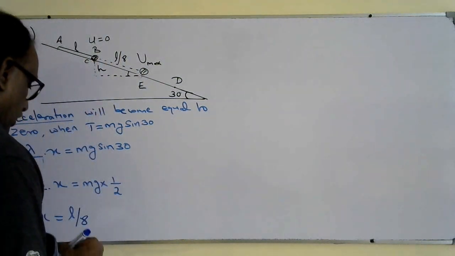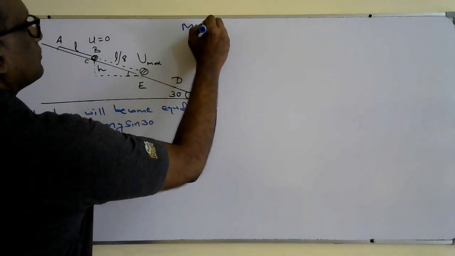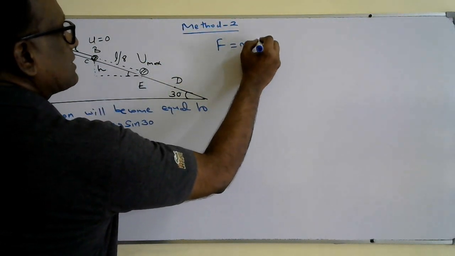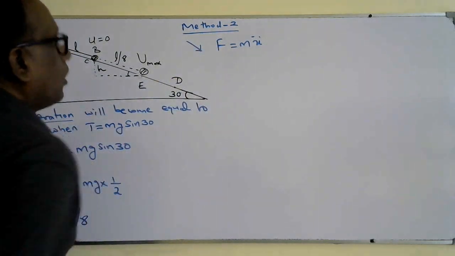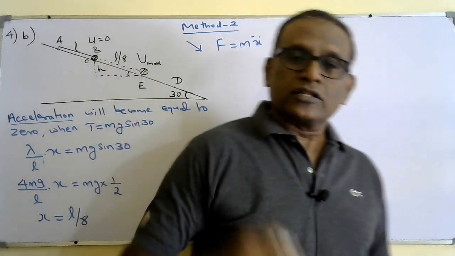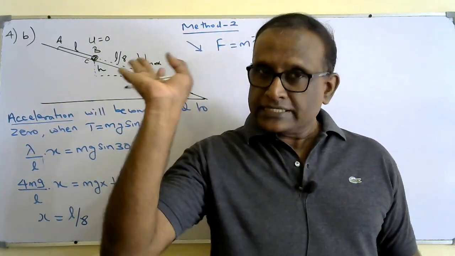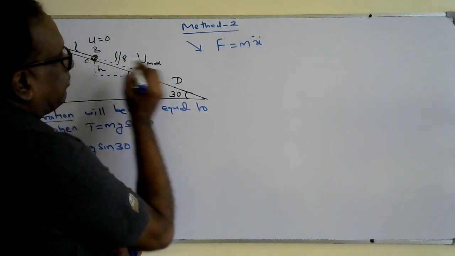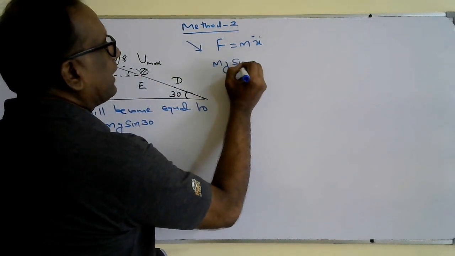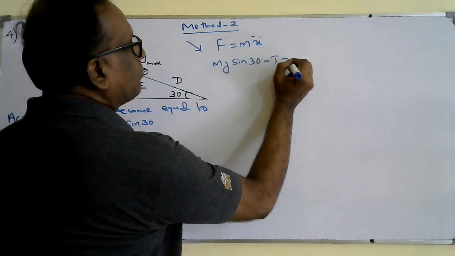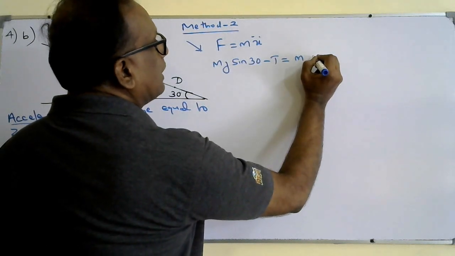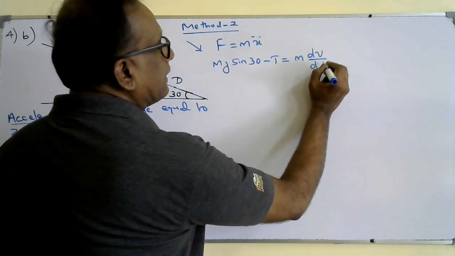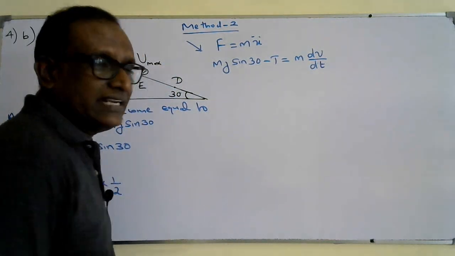Okay, so now for method 2, I am going to use F equal ma, or F equal m x double dot, along the slope down. What are the forces acting? I already told you: along the slope down mg sin 30, opposite tension. So the resultant force along the slope down will be mg sin 30 minus T, equal to m x double dot, which means dv over dt. But you know that dv over dt could be written as dv over dx into dx over dt, that is v dv over dx.